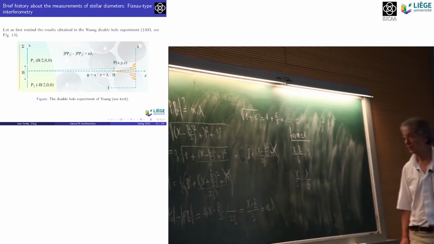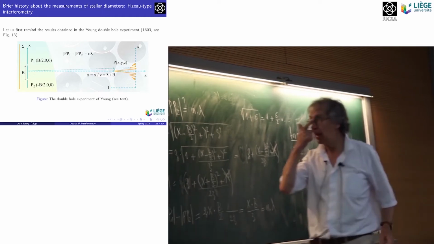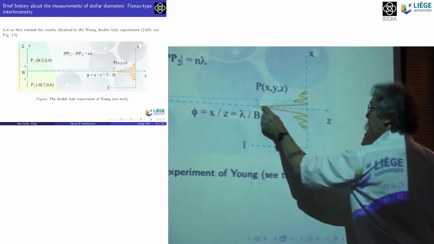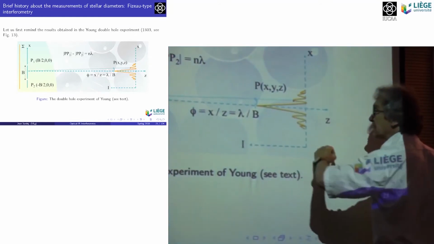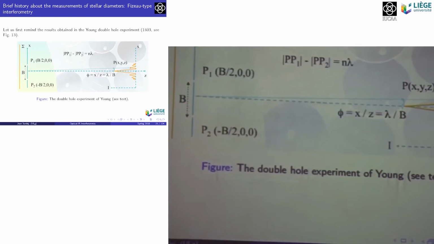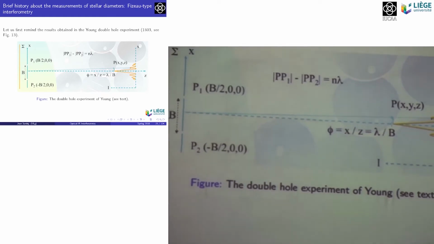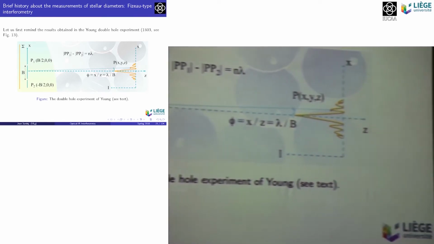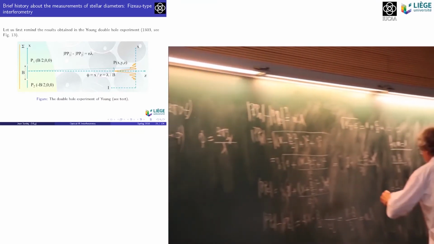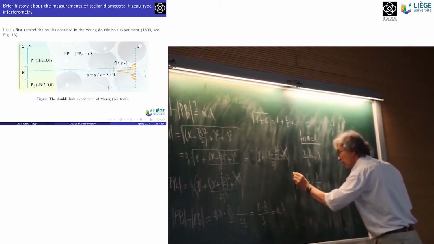Now, what does x over z represent? Well, you see, x is the distance between two maxima. And divided by z, the distance between the focal plane and the center of the screen, it is an angle. It is the angular separation between two maxima. So this is the resolving power of my interferometer.